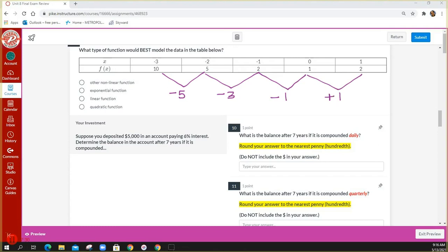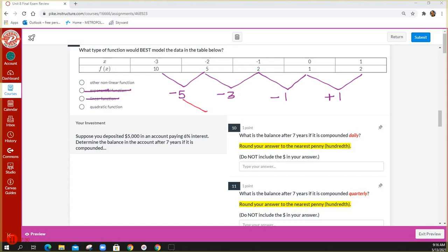So these are all different, so we know that it's definitely not linear. And it's not repeated multiplication, so it's not exponential. So let's see if we have a common second difference.